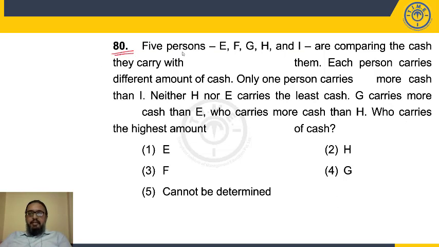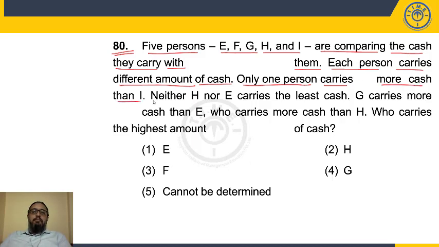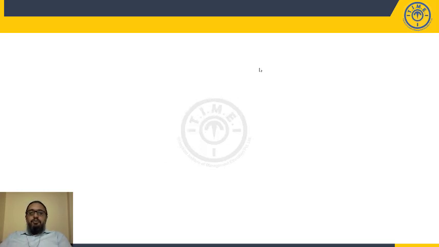Now, question number 80. 5 persons E, F, G, H and I are comparing the cash they carry with them. Each person carries different amount of cash. Only one person carries more than I. Okay, so there are 5 people and each person carries a different amount of cash. So it's a comparison. So now we have 1, 2, 3, 4 and 5.